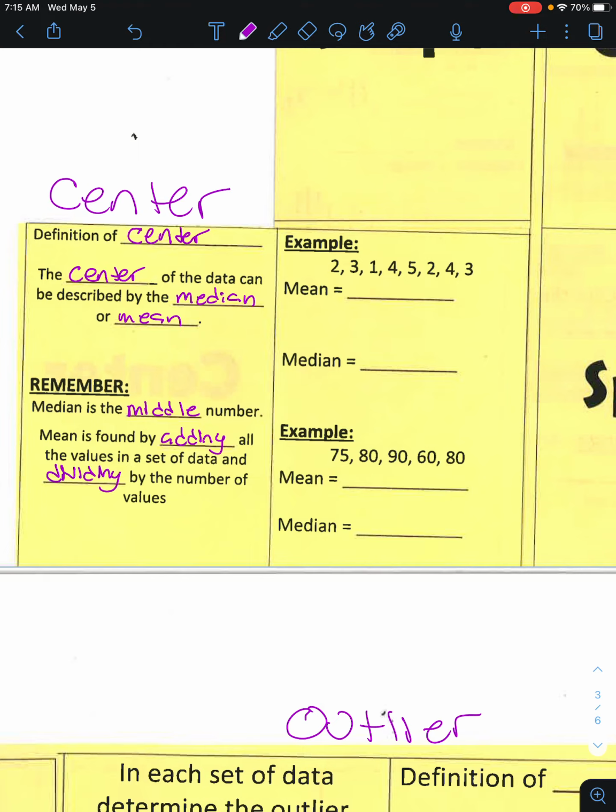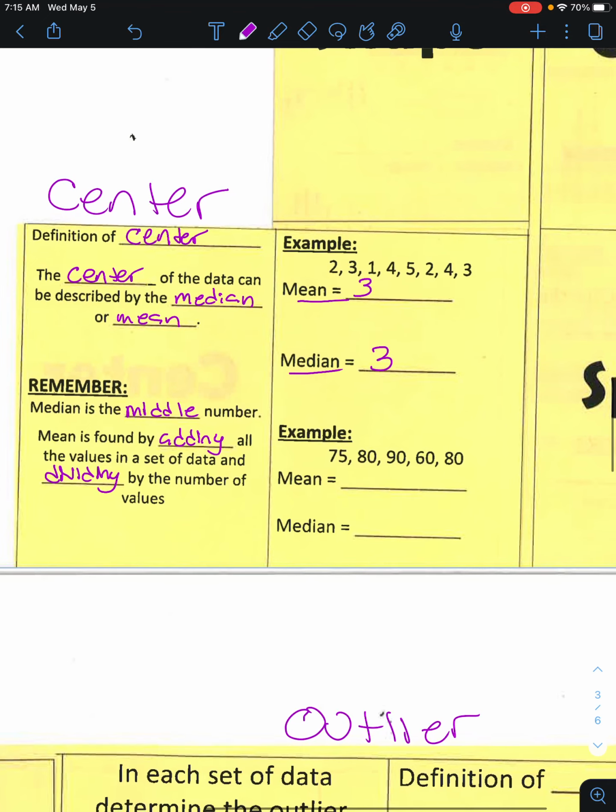So take a second, pause the video, find the mean and median for these two sets, and I'll give the answers in a moment. All right, the mean for the top one should have been 3, median 3. Uh-oh, the mean and the median are equal. If you were going to describe this shape, what would it be? Symmetrical.